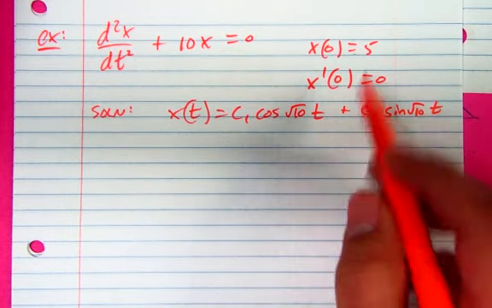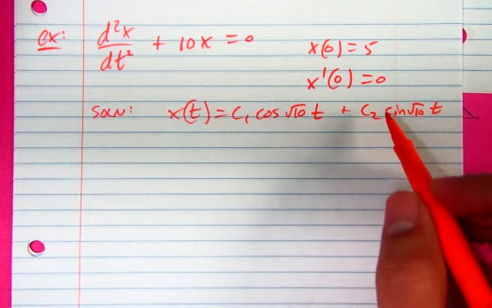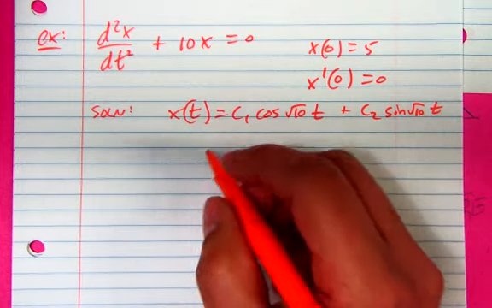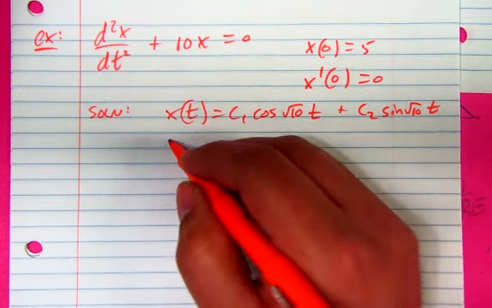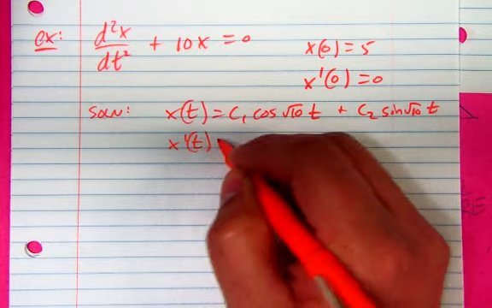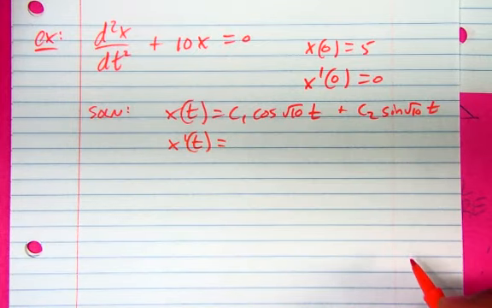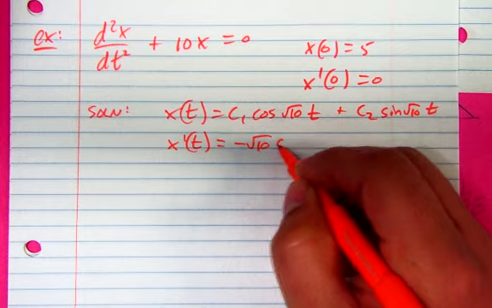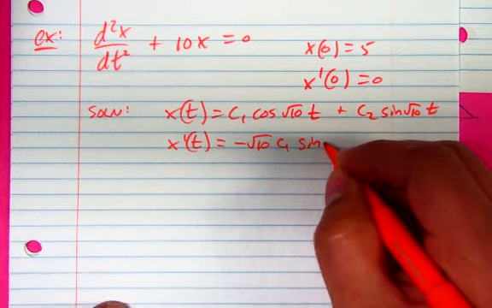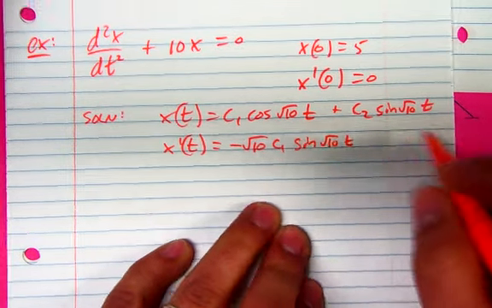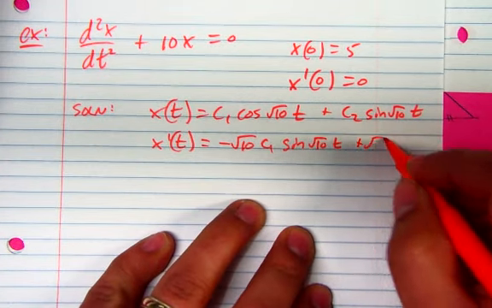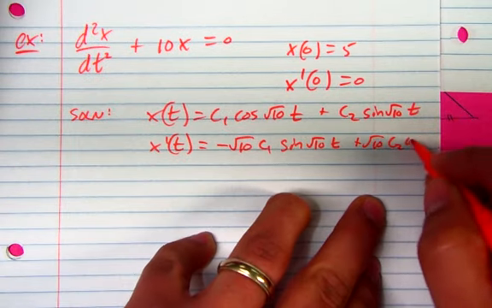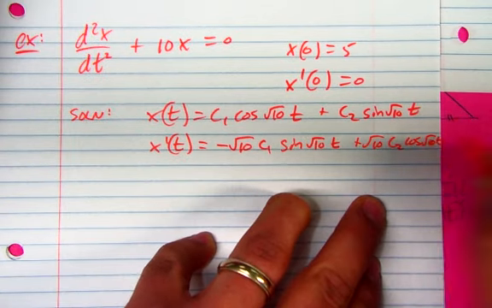And now, since we have these initial values, let's go ahead and figure out what C1 and C2 are. So we should probably find x prime as well. X prime of t will be negative root 10 C1 sine root 10 t plus root 10 C2 cosine root 10 t.